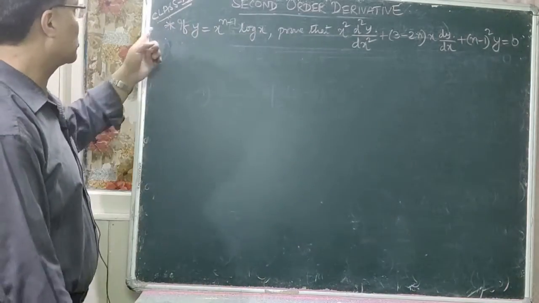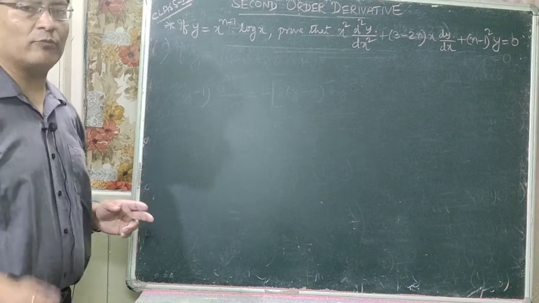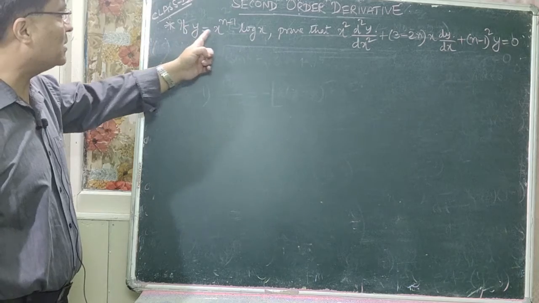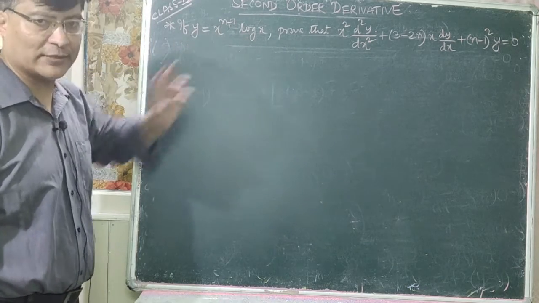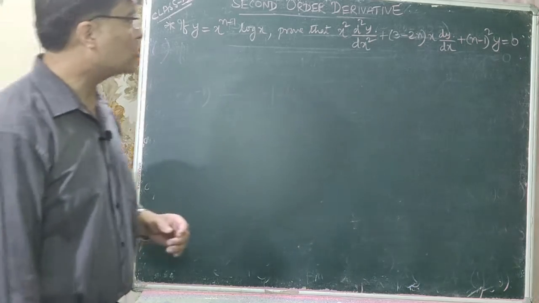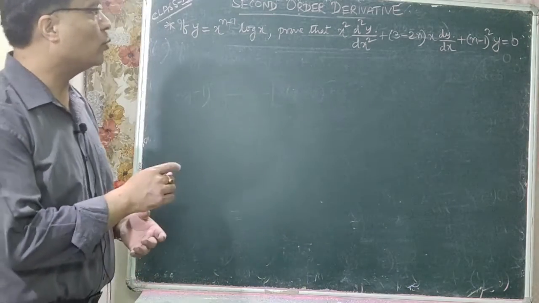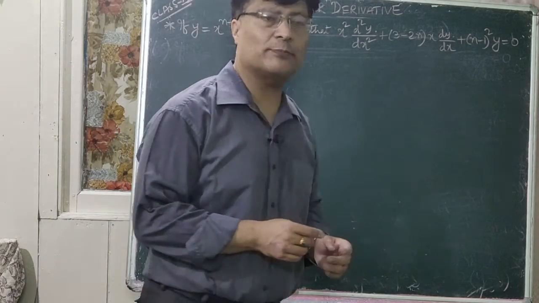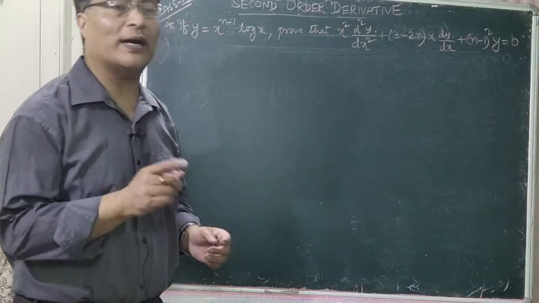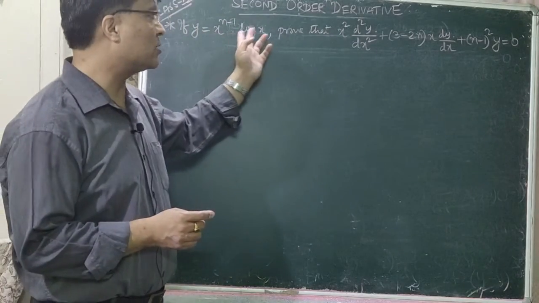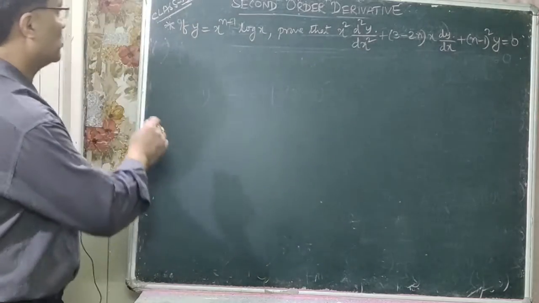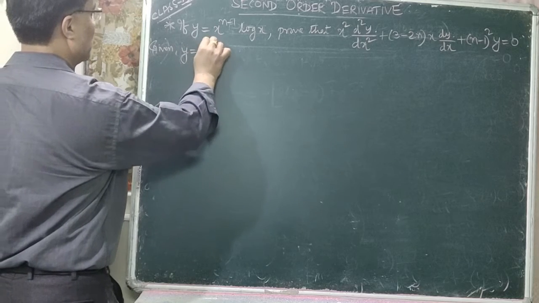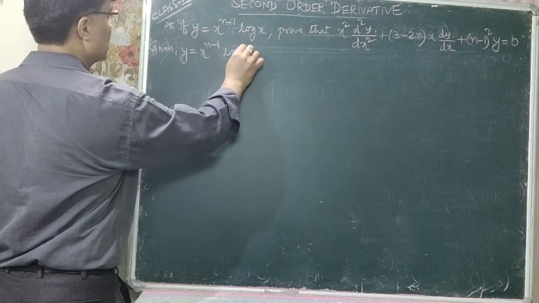So now we'll do this question, that is, this question is also from worked out examples from the book. So if it is given that y is equal to x to the power n minus 1 log x, you have to prove that x square d2y by dx square plus within bracket 3 minus 2n bracket close x into dy by dx plus n minus 1 whole square y is equal to 0. From the given relation, you have to prove this required relation. So here given is, let us solve it now. Given y is equal to x to the power n minus 1 into log x.